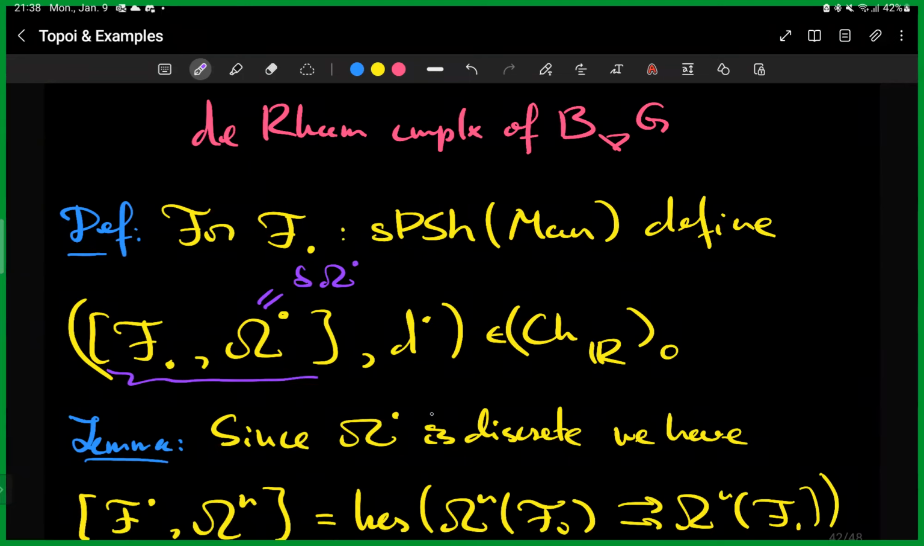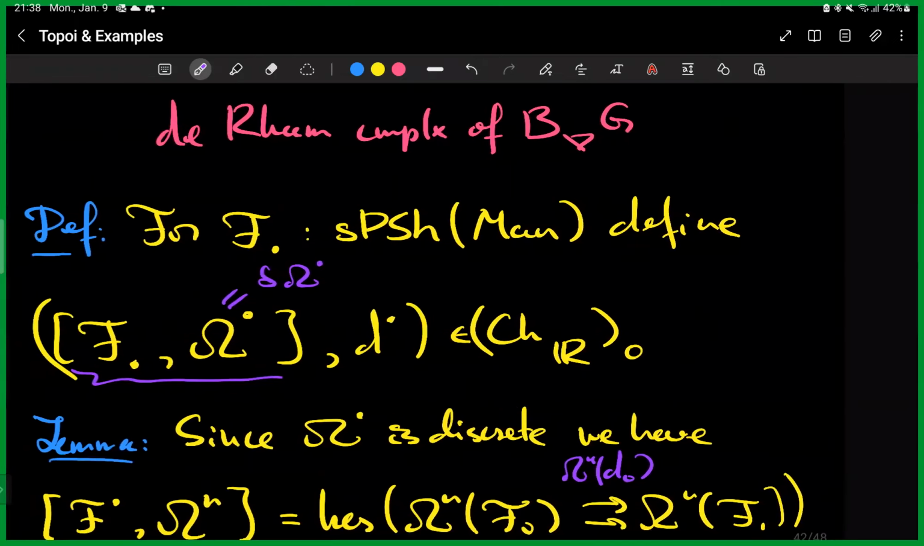And since omega dot is discrete, we have the following description of this set of homotopy classes. It's actually a kernel of this, or an equalizer of these two maps, which are given just by applying omega n to the structure maps of the simplicial presheaf. Since omega n is contravariant, they go in the opposite direction. And that's the way to describe the de Rham complex for an arbitrary simplicial presheaf.